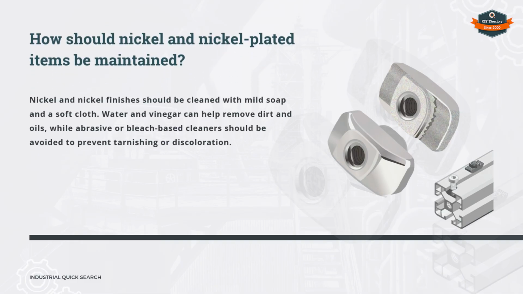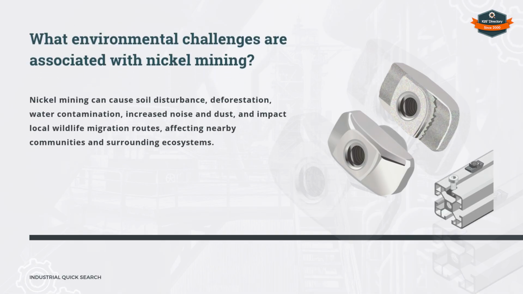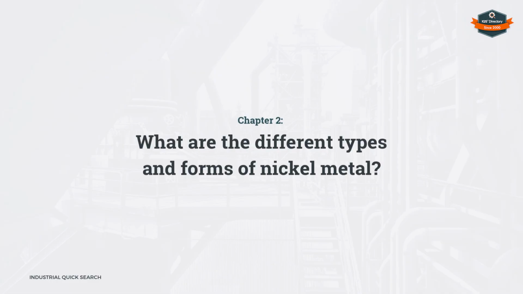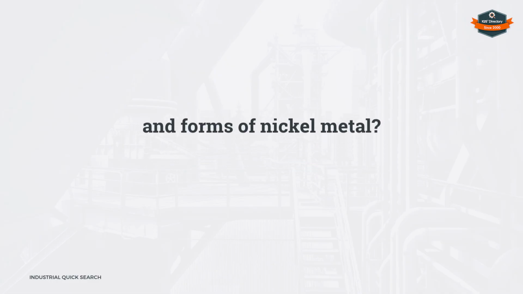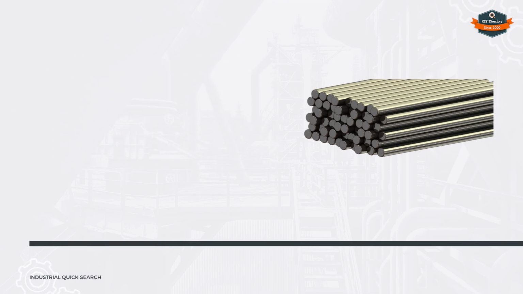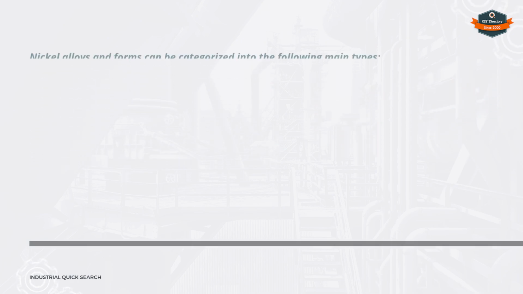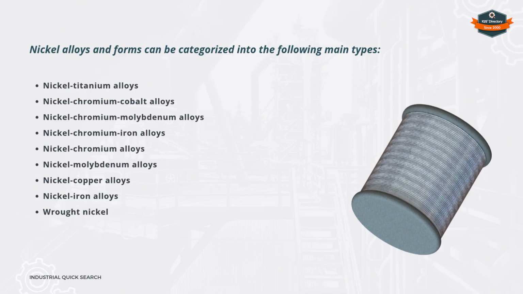How should nickel and nickel-plated items be maintained? What environmental challenges are associated with nickel mining? Chapter 2. What are the different types and forms of nickel metal? Nickel alloys and forms can be categorized into the following main types.